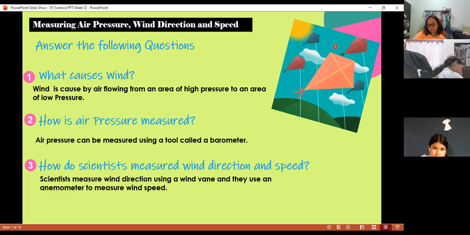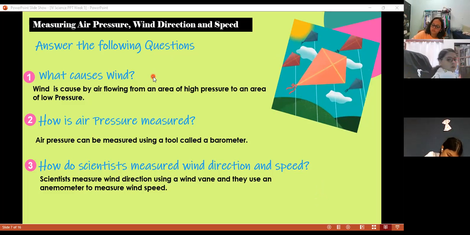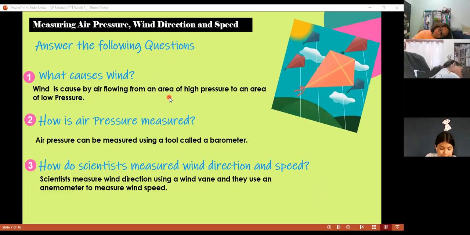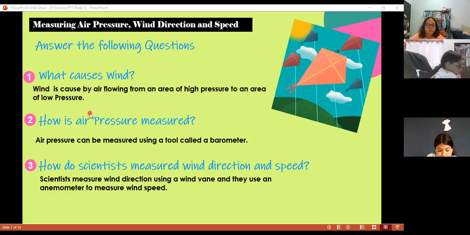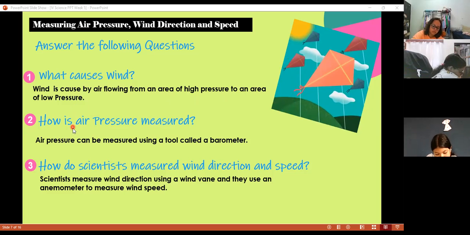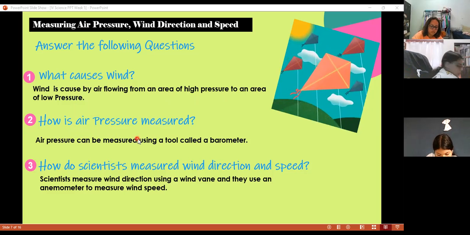So now copy these three questions. Answer the following questions. Number one, what causes wind? It is caused by the air flowing from an area of high pressure to an area of low pressure. This is taken from the book and also from the videos. How is the air pressure measured?